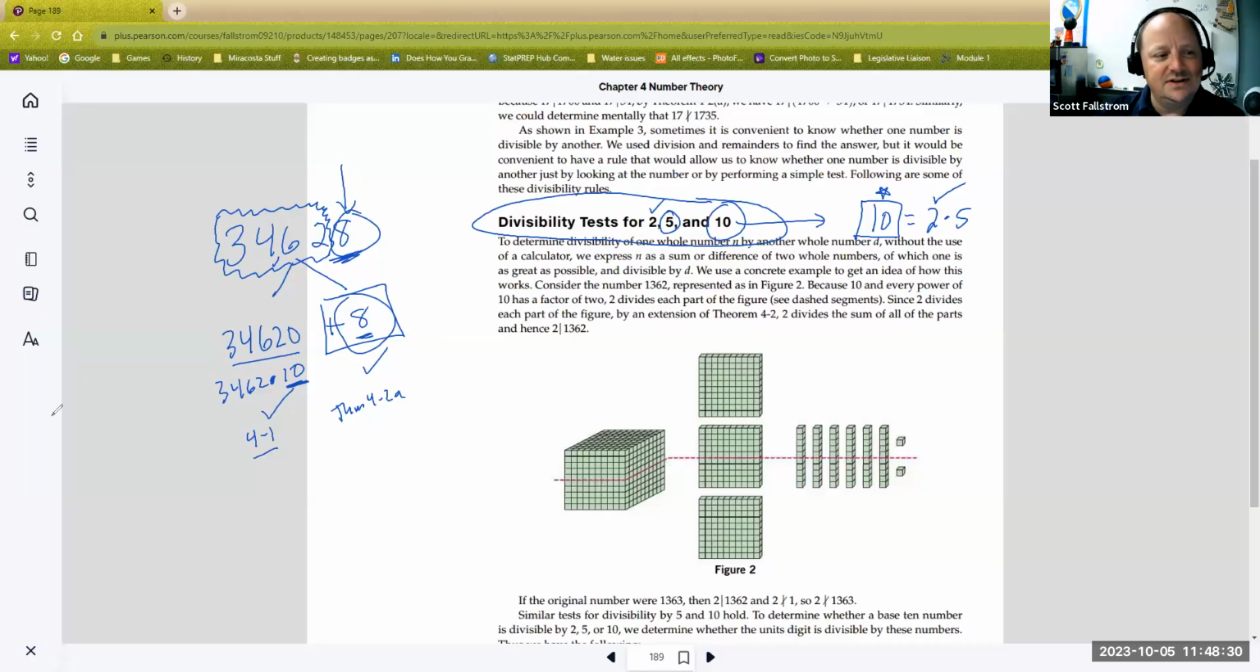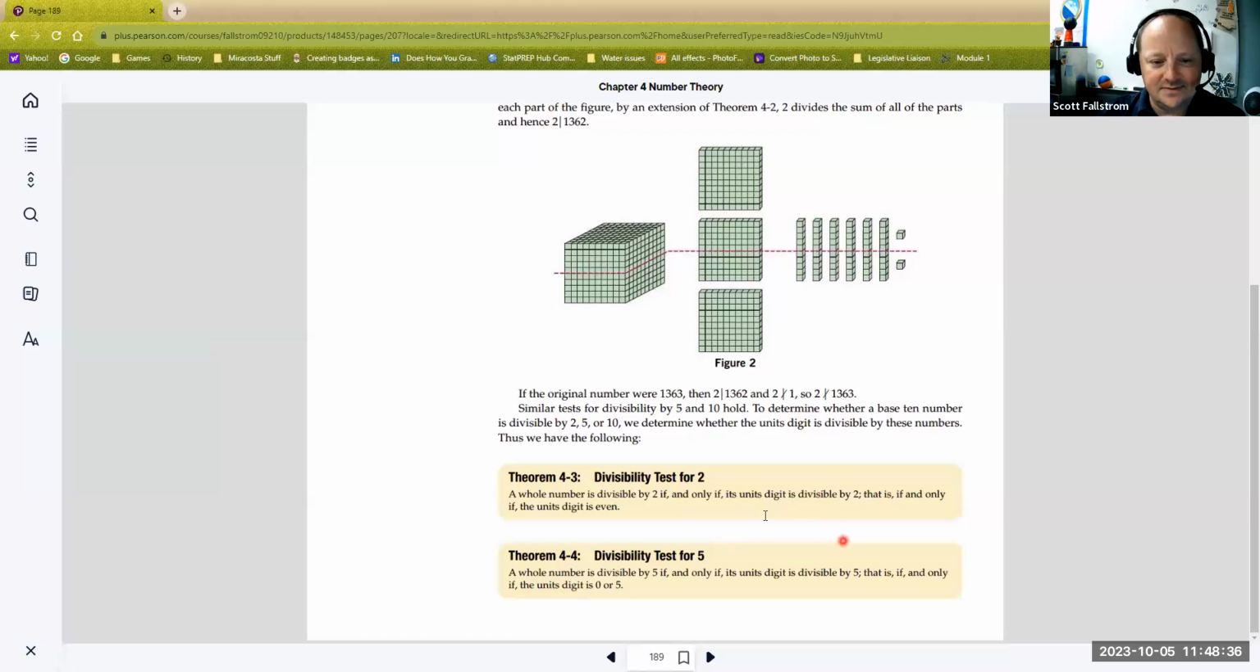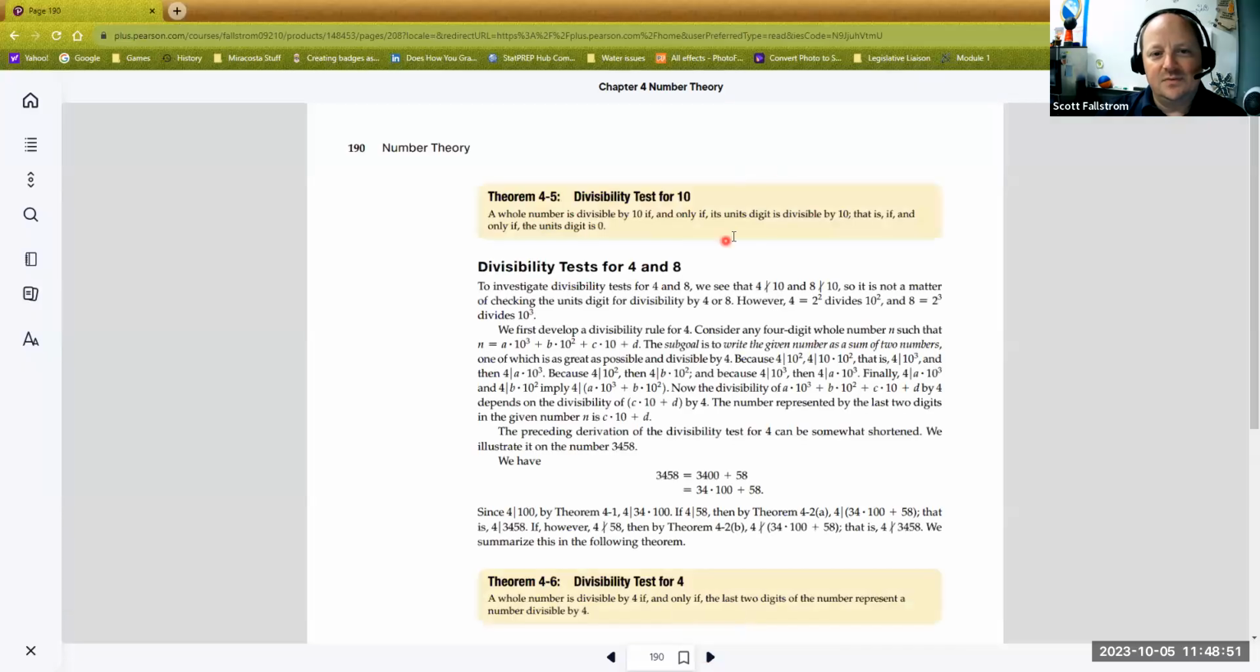So that's what you're going to see as you look down into these theorems here. They call them theorems, but really these are your divisibility tests. A whole number is divisible by 2 if and only if the unit's digit is divisible by 2. Divisible by 5 if and only if the unit's digit is divisible by 5. And for each one of those we gave a reason why. And lastly, you have a divisibility test for 10. It's divisible by 10 if and only if the unit's digit is divisible by 10, and that is if the unit's digit is 0, because that's the only one that works there.